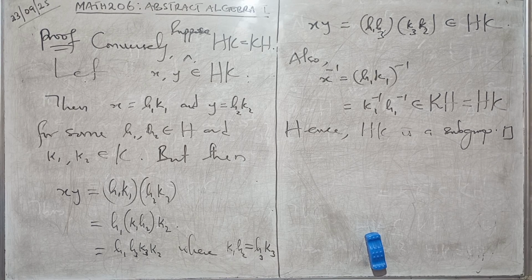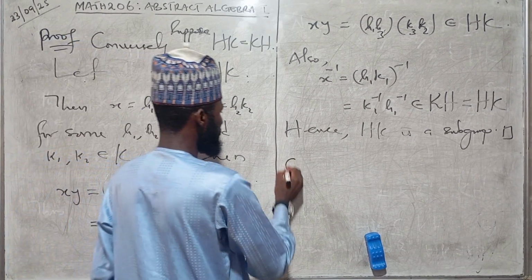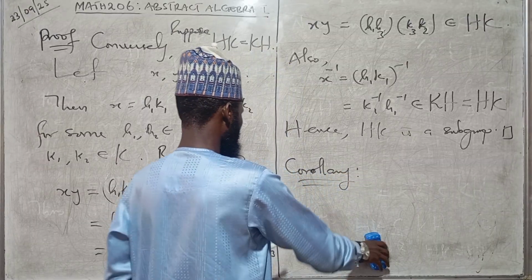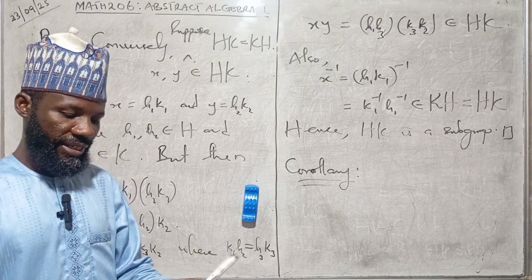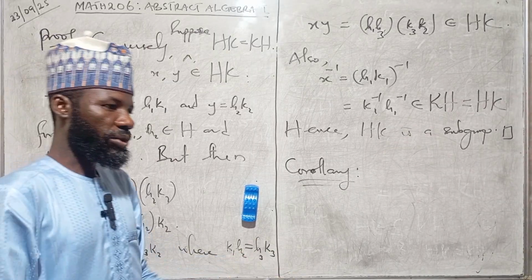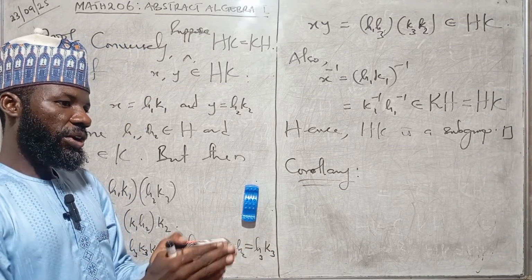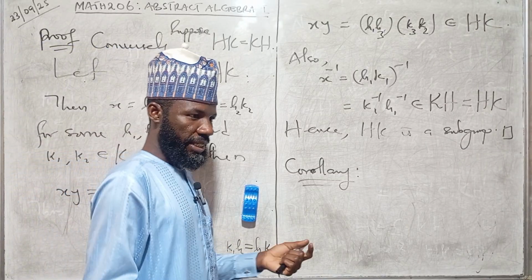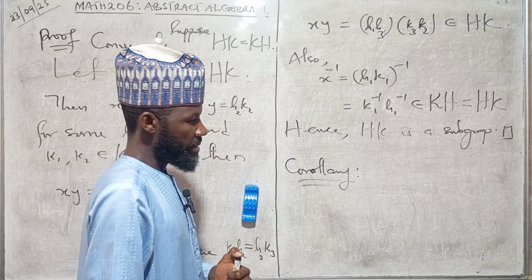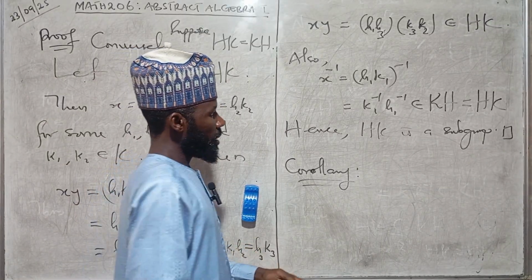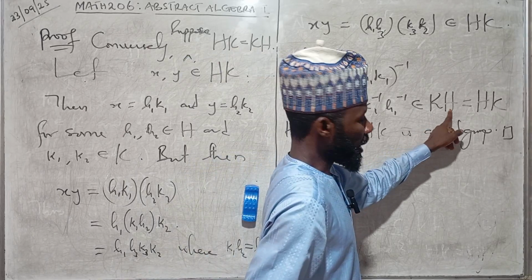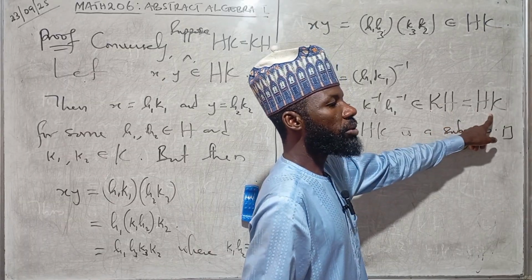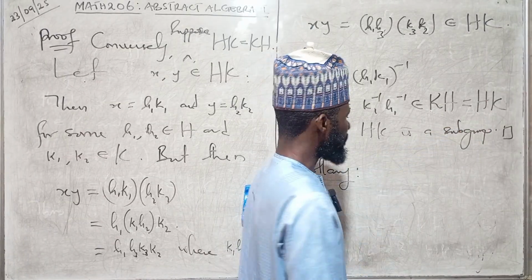So with this, I think there is an immediate corollary to this theorem. The corollary says that if you are in a commutative group, an abelian group, then the product of two subgroups will always be a subgroup. Why is that so? Because if H and K are subgroups of an abelian group, then this condition will always hold. The condition is always satisfied.